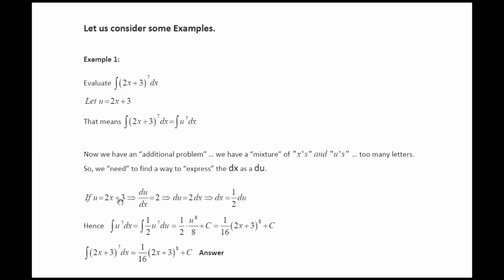If u is 2x plus 3, then du dx is 2, or du is 2 dx, multiplying each side by dx, or dx is equal to 1/2 du if you divide by 2. See, we want dx, so dx is 1/2 du. So what we're going to do is take this quantity up here, and we are going to put in the place of dx 1/2 du.